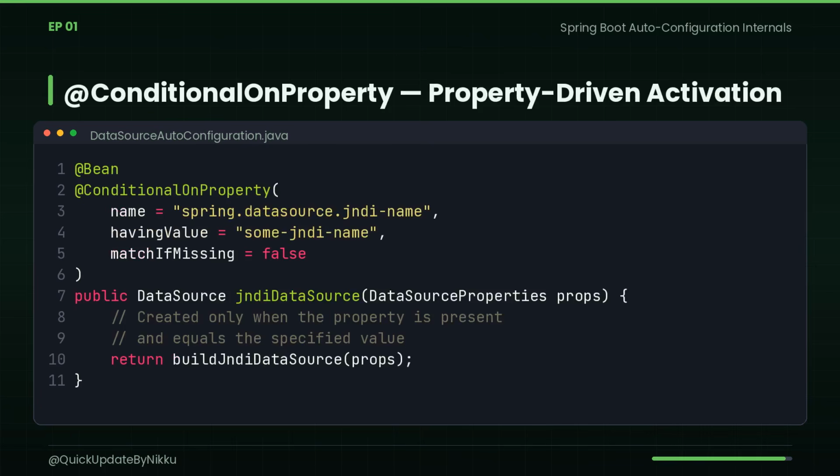The matchIfMissing attribute is the key design decision. When set to false, the condition fails if the property is absent, making the bean opt-in. When set to true, the condition passes if the property is absent, making the bean opt-out. You must explicitly set the property to a falsy value to disable it. Choosing the right default for matchIfMissing determines whether a feature is enabled or disabled by default.